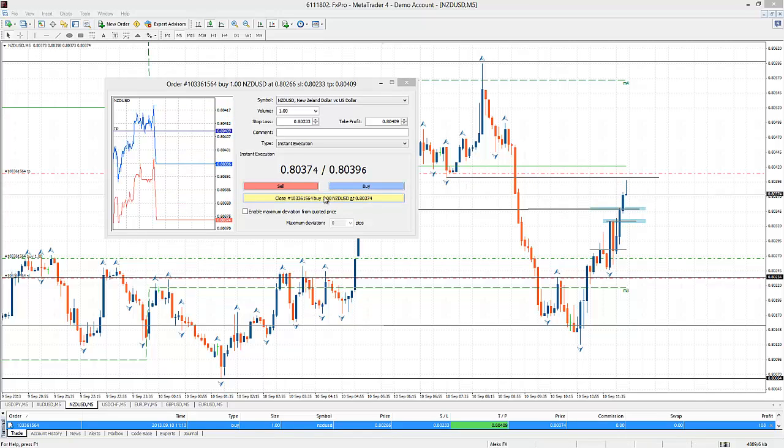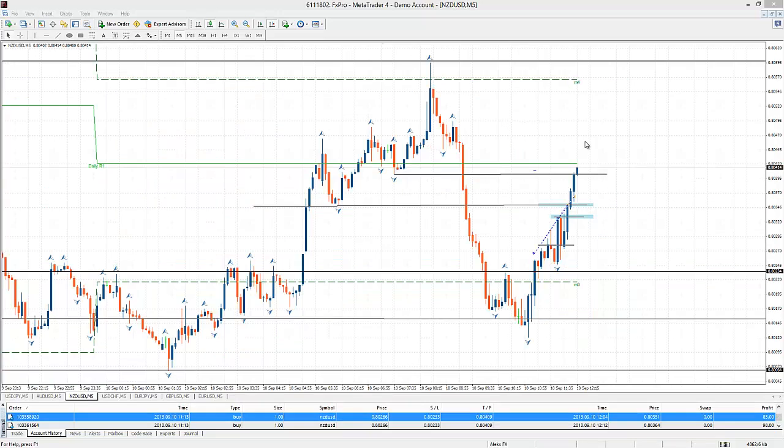So what I'm going to do, I'm actually going to look, see how we're pulling back here. I'm actually going to just close this off right there. Alright, so with that immediate pullback there, I've closed that trade out for just shy of 10 pips.